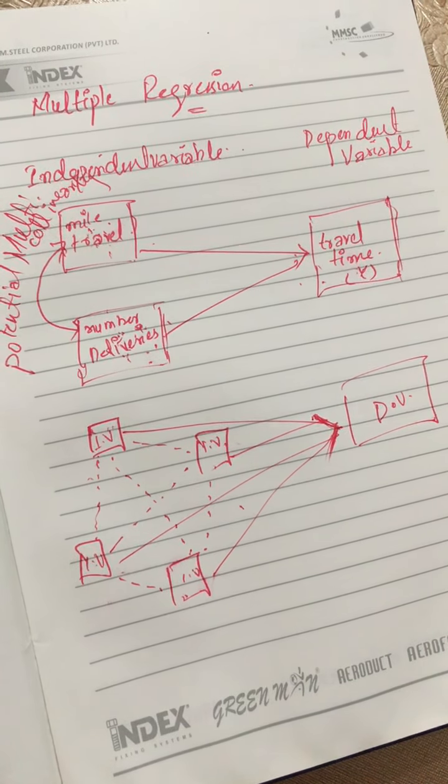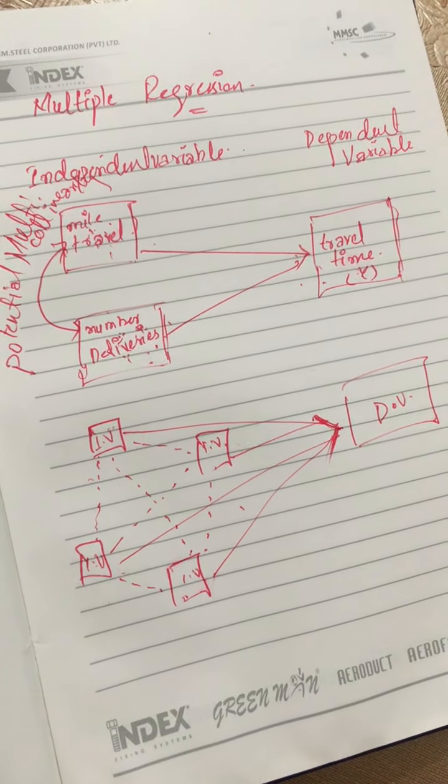So that means some independent variables, or a set of independent variables, are better at predicting the dependent variable than the others, and some contribute nothing.